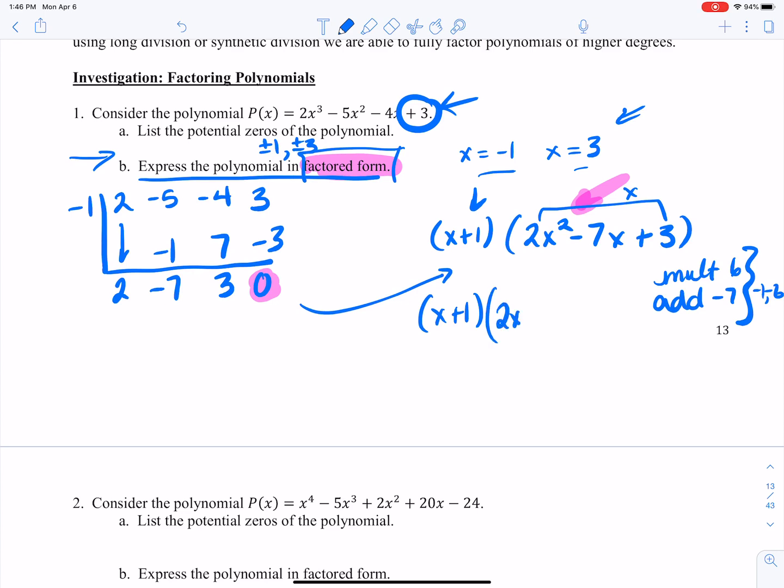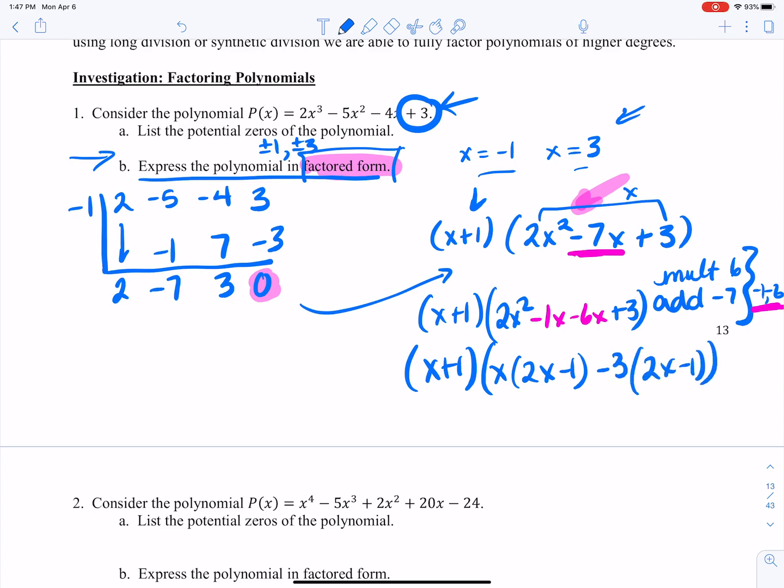So that's 2x squared, and I'm going to sub these in instead of the -7. Minus 1x minus 6x plus 3, x plus 1. I can take out an x here, and I can take out a -3 here. So my two factors are x plus 1, x minus 3, and 2x minus 1.